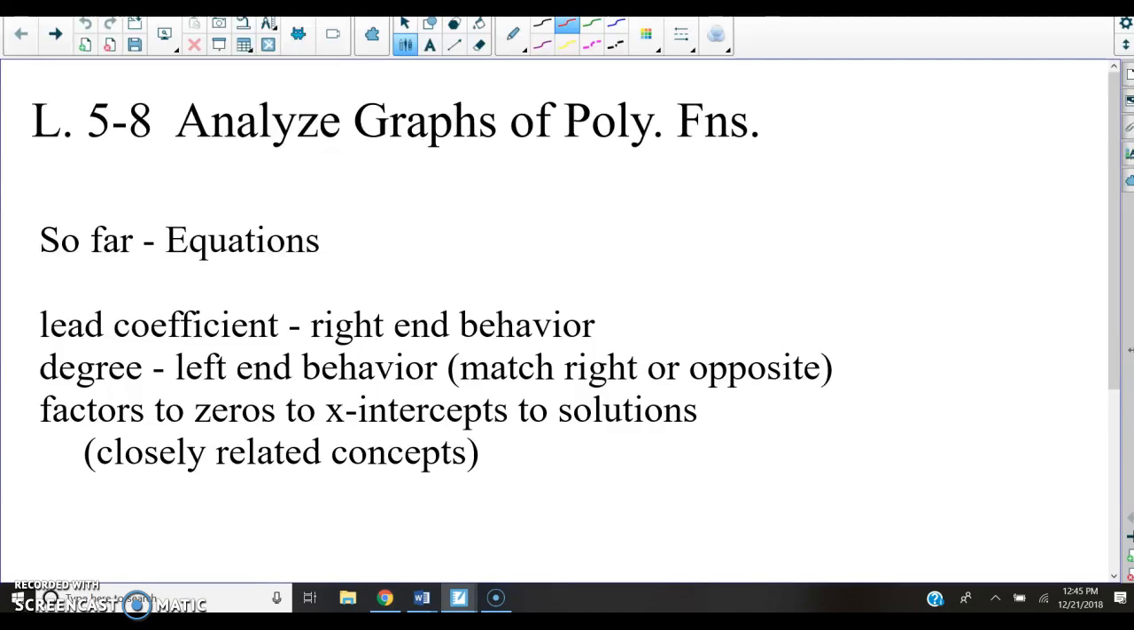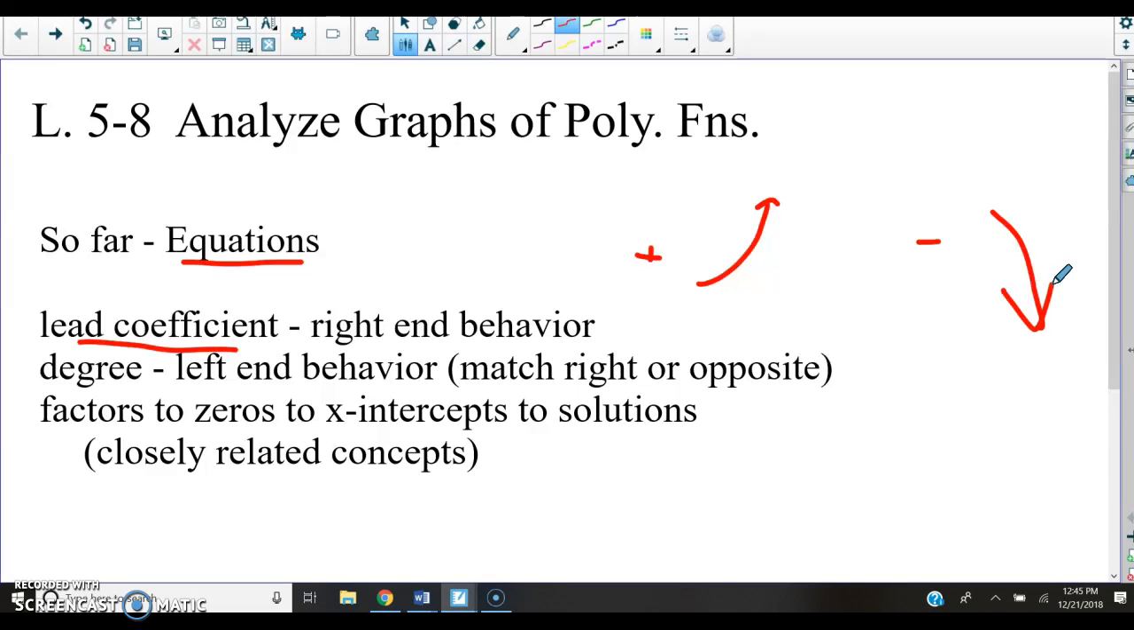Okay, we're going to look at analyzing some polynomial functions. So far we've graphed equations. What we've learned so far is that the lead coefficient tells you what's happening at the right hand end. When you get big x's, if your lead coefficient is positive, the right end is going to go up. If it's negative, it's going to go down at that end.